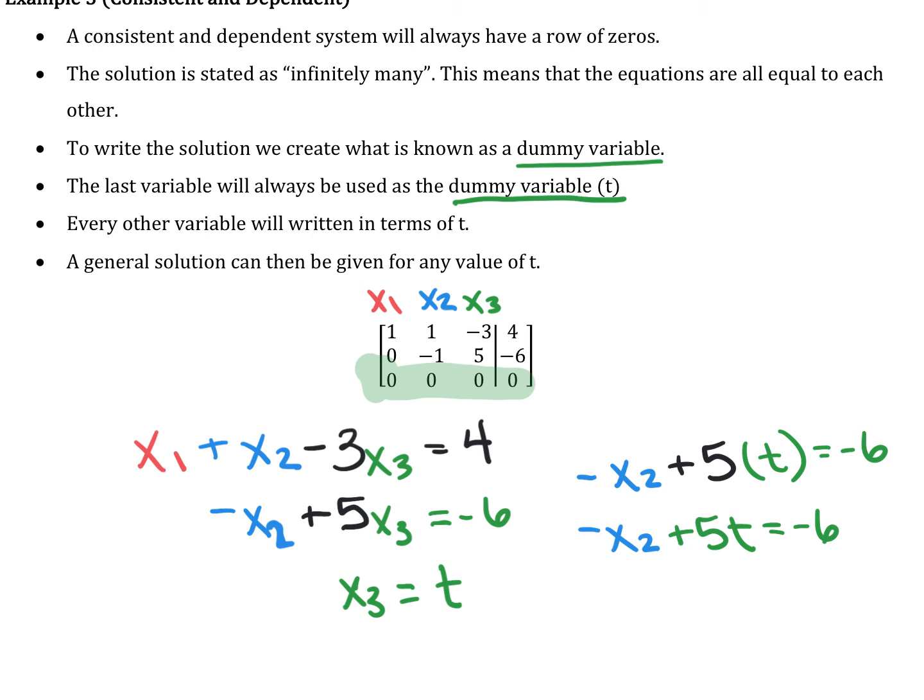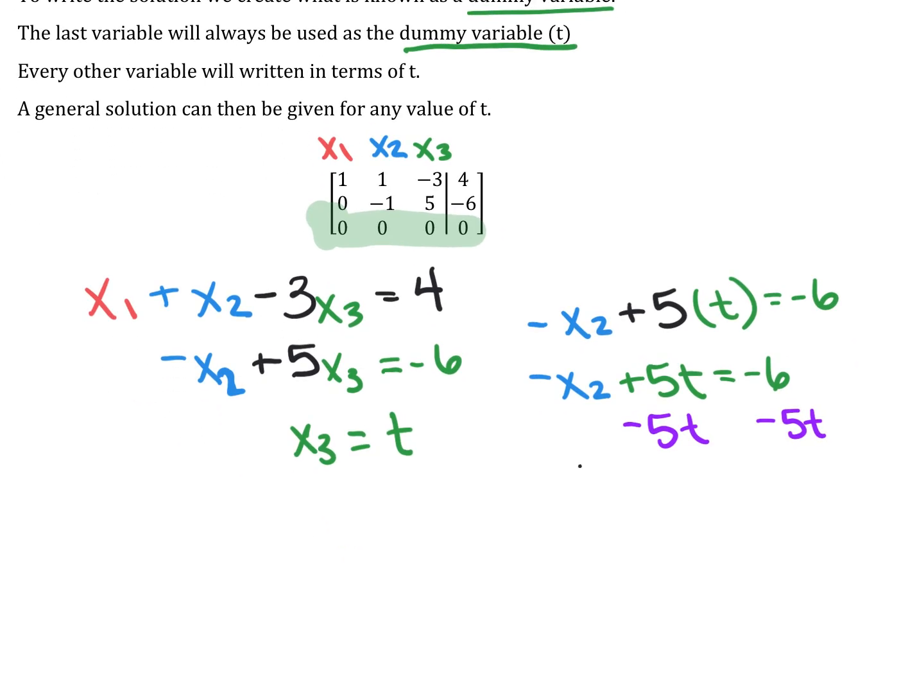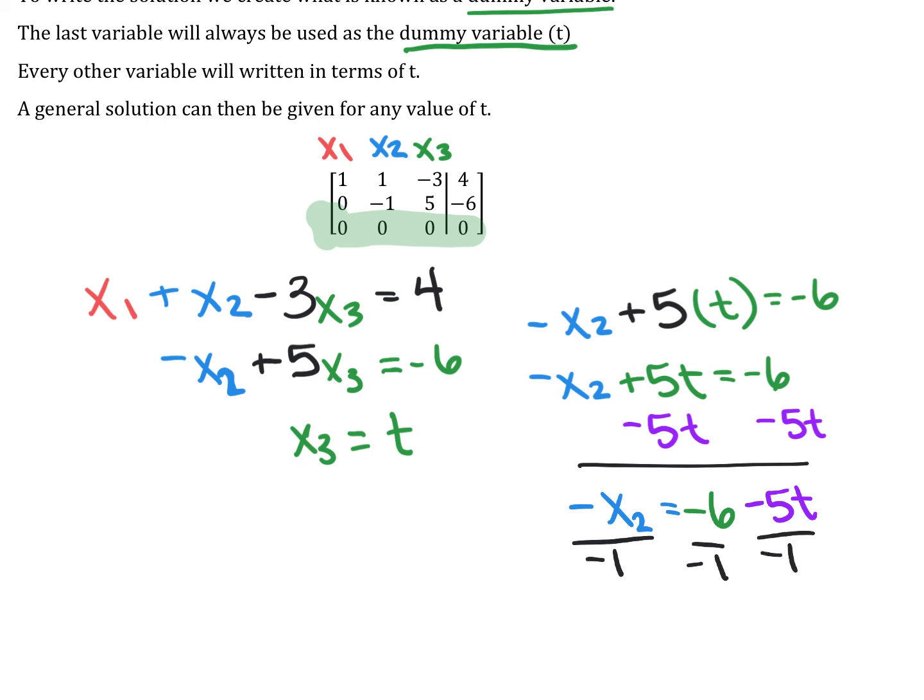So the first thing I'm going to do is move the 5t over by subtracting it from both sides. When I do that, I get negative x2 is equal to -6 minus 5t. The next thing I'm going to do is make that x2 positive, so I'm going to divide everything by -1. That just flips all the signs. So here's what I get for x2: x2 is equal to 6 plus 5t. Notice how x2 is now written in terms of t.